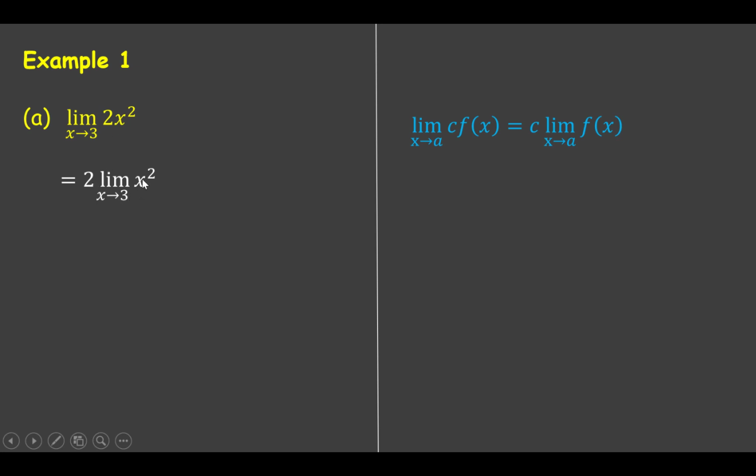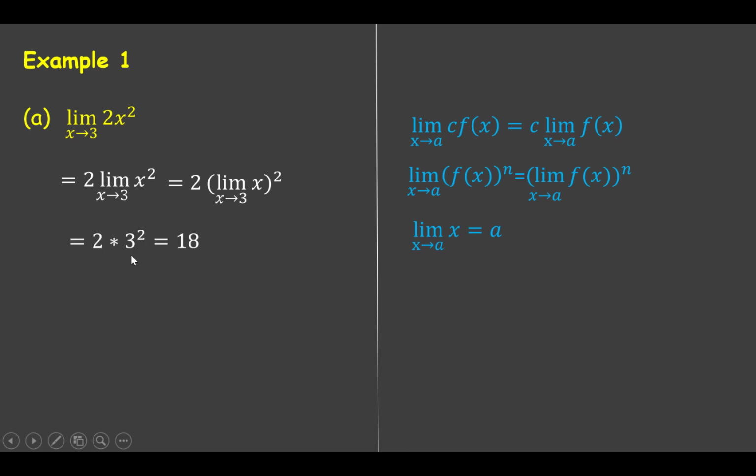And now we have a limit of x squared. Then we can apply the property that if you have an nth power, its limit is equal to the nth power of the limit. So that means this is the same as the limit squared. And finally, for the limit of x as x goes to 3, we can apply this property. So the limit is simply equal to the number 3 in this case. So the answer is 2 times 3 squared, which is 18.